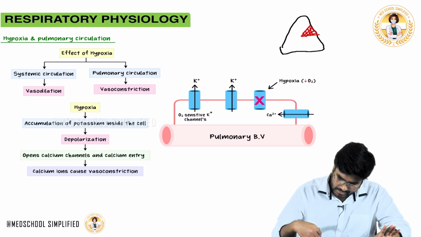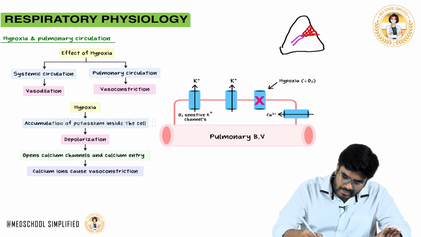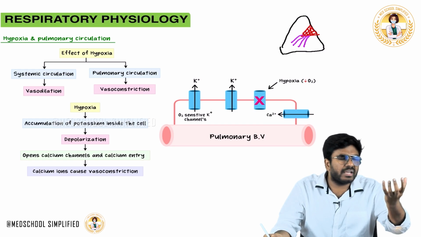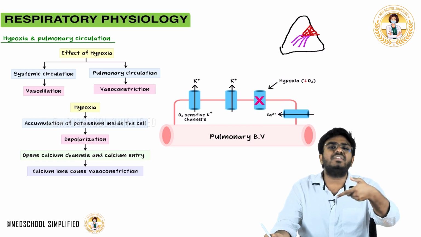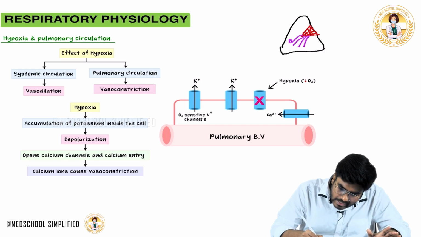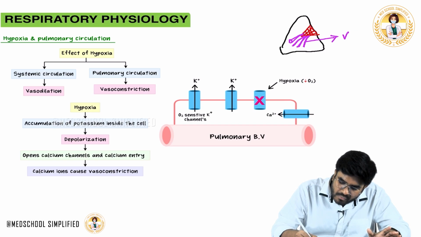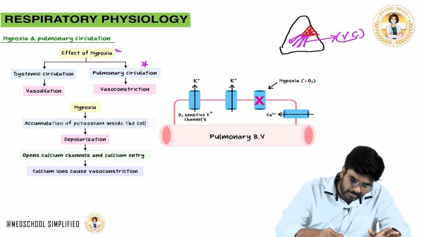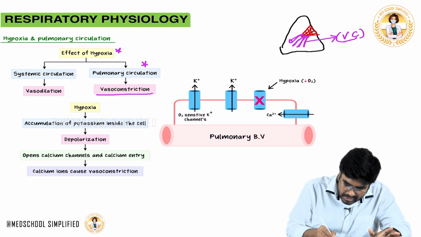Imagine these are the pulmonary blood vessels going to this area. Is there any need for blood to flow to that particular area? First of all, why is the blood going? Blood is going to take up oxygen, and the oxygen itself is not there. So what happens now? These blood vessels will undergo vasoconstriction. So in pulmonary circulation, if there is hypoxia, it will cause vasoconstriction.